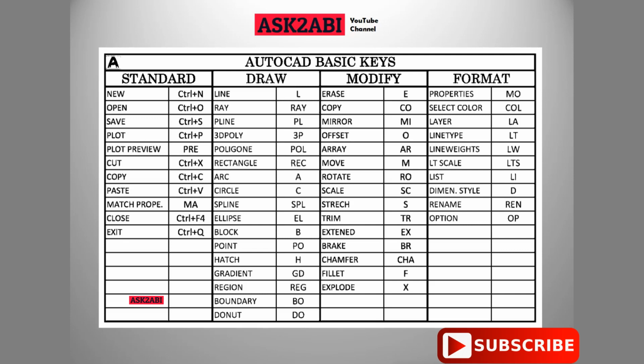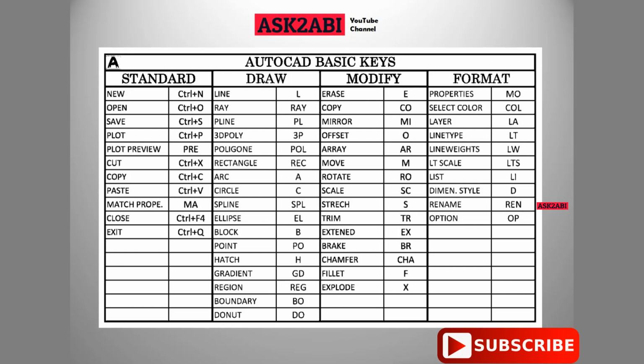To trim the object, you can use TR. To extend the object length, you can use EX. To break the object, you can use BR. To chamfer the object, you can use CHA. To fillet the object, you can use F. To explode the object, you can use X. Next, format.